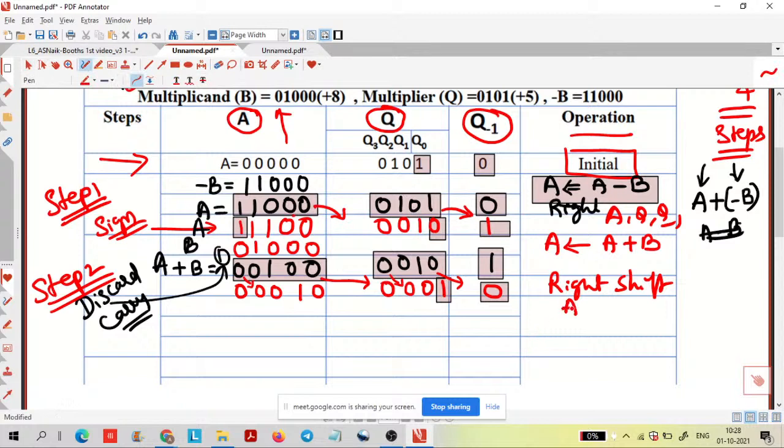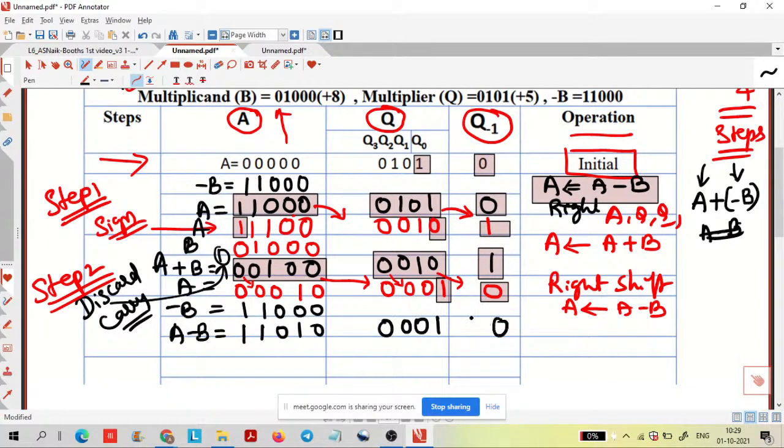Okay, A minus B. So what is already in the accumulator is the value that is already there. Now what do we need? We need minus B, right. What is minus B? 11 000. Okay, this is the minus B value. Right, now you perform the addition. So what will the addition be? 0 1 0 1 1. Now this is the A minus B value, and this one is kept as it is. What is that? The Q value. Okay, now this step, A minus B, is completed.